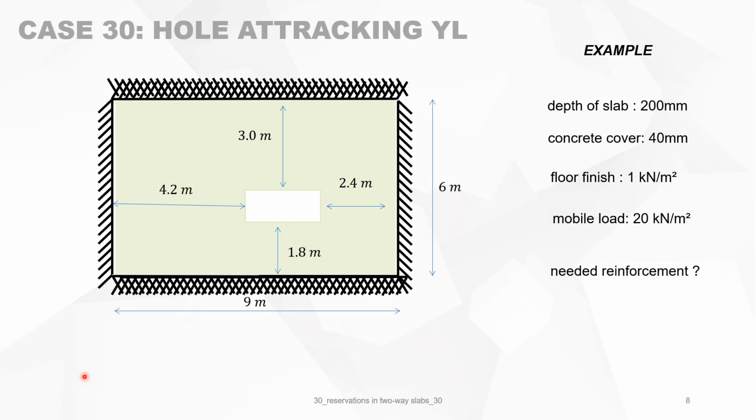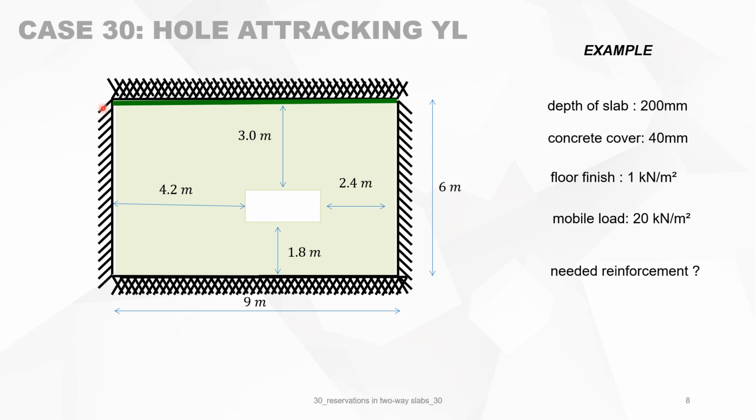Now we'll give an example of how to use those formulas. We have here a slab 6 by 9 meters with a reservation in it situated according to those parameters. The depth of the slab is 200 millimeters, the concrete cover 40, floor finish is 1, and mobile load 20 kilograms per square meter. What is the needed reinforcement in this slab?